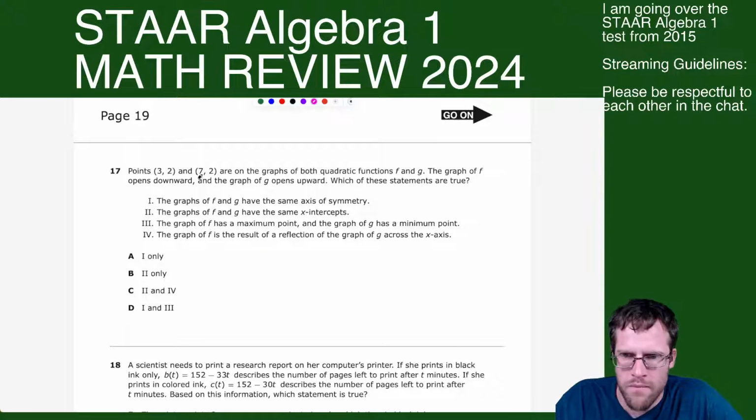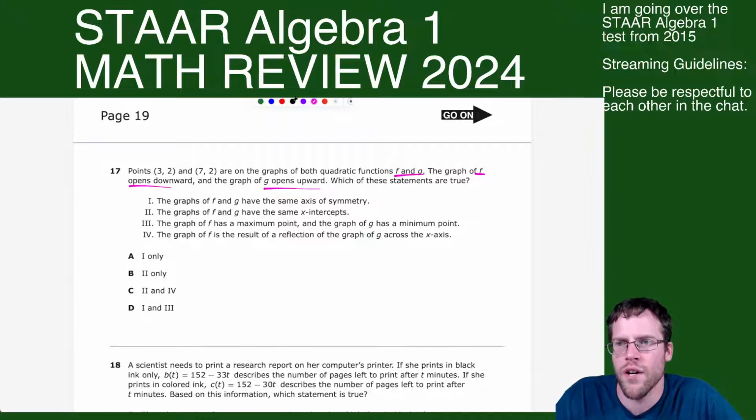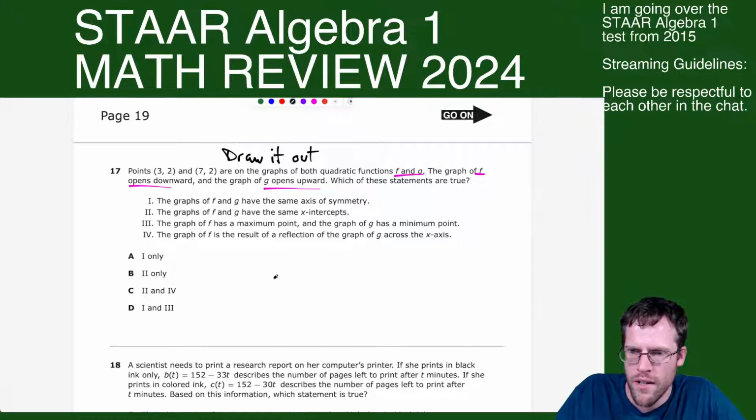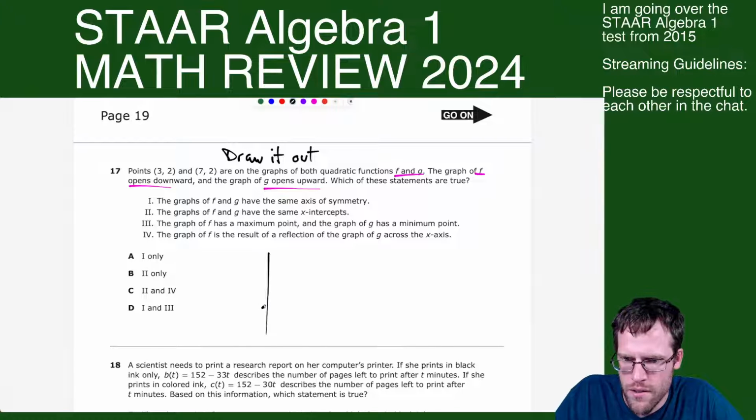So 17. These 2 points are on the graphs of quadratic functions f and g, and the graph of f opens downward, and the graph of g opens upward. All right. So which of these statements is true? So draw it out. Okay, do not try to juggle all of this in your head. Okay, so we have this here.